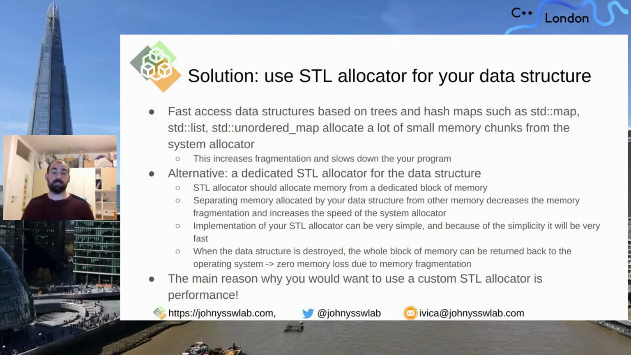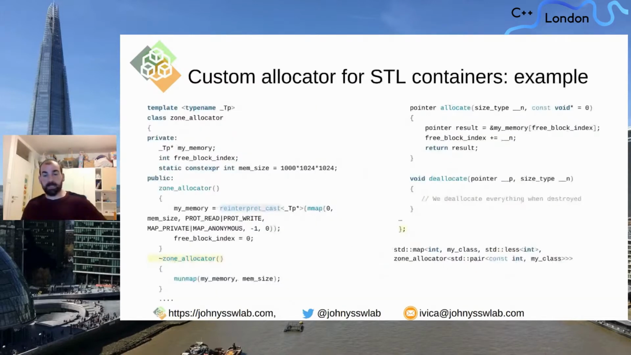So the main reason why you would ever want to use a custom STL allocator is performance. I don't see any other reasons for this. So here is an example of a custom allocator for the STL container. It's called the zone allocator.